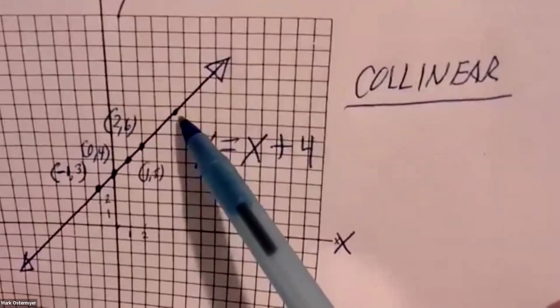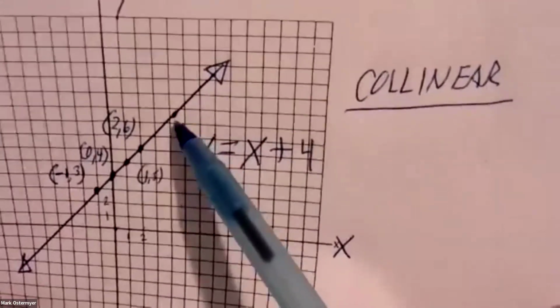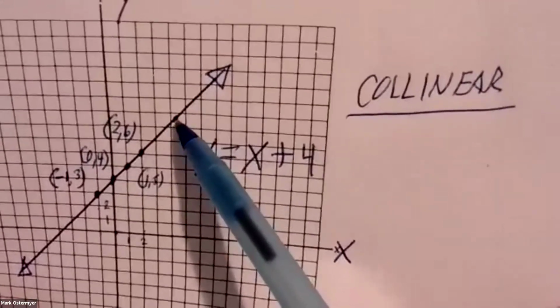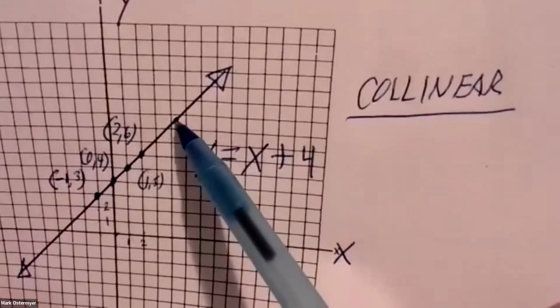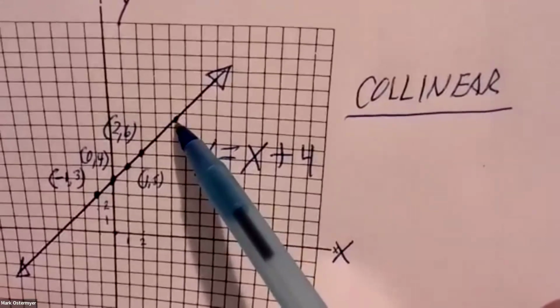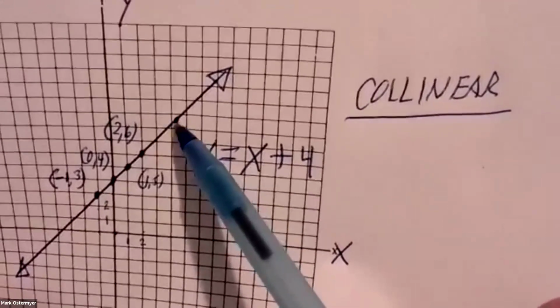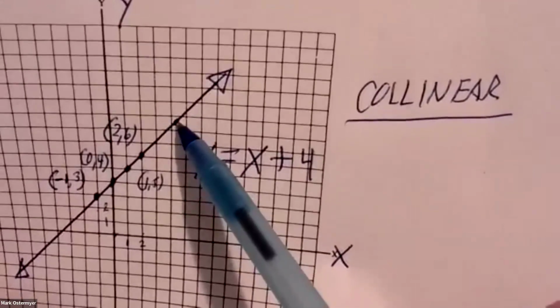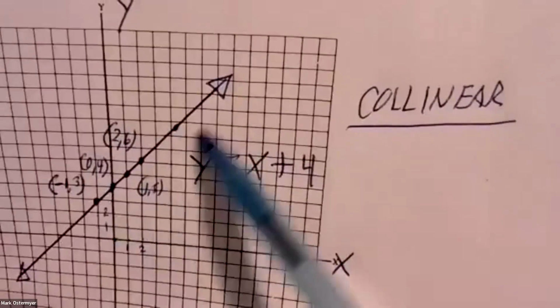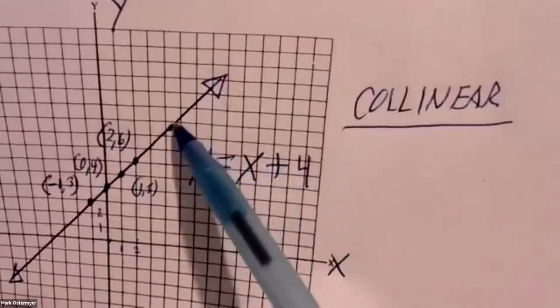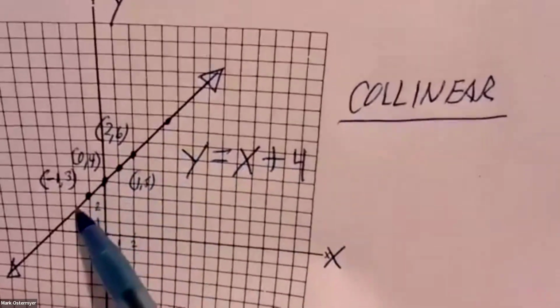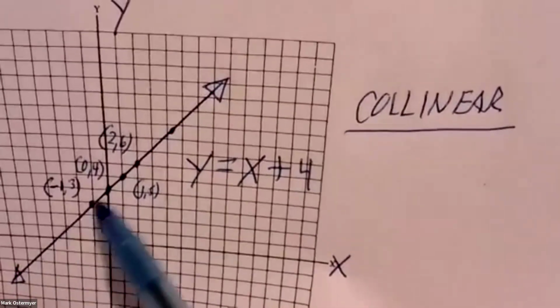But nonetheless, how do I know it's still a solution to y equals x plus 4? How do I know this is still a solution? Because it lies on the what? Line. It lies on the graph of that linear equation. And any point that lies on this line would be a solution to that linear equation.